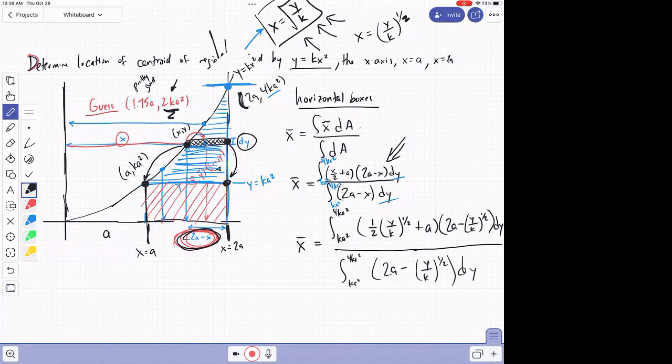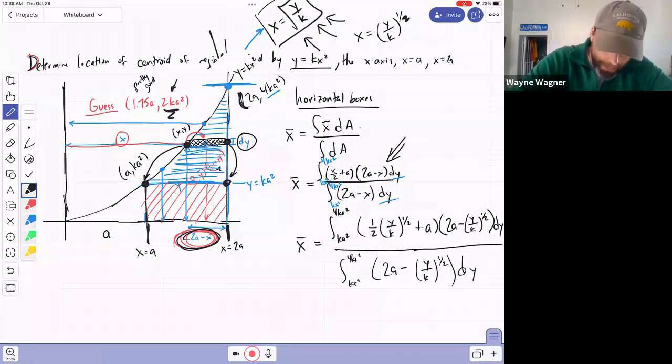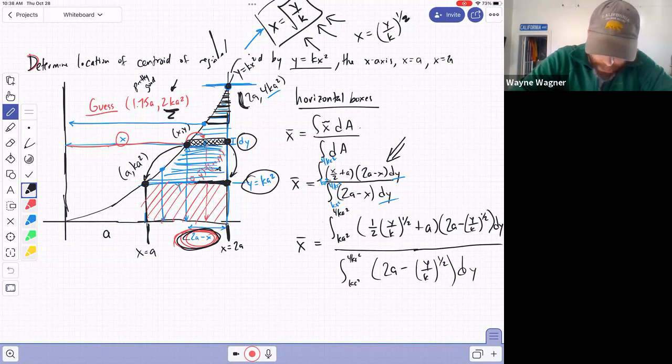I don't understand the limits. I got disconnected. Okay, so the limits: if these are dy's, these are the books. You've got your stack of books, and you're going from here to here. So what are those values? Well, this is y equals ka squared, and this is y equals 4ka squared.